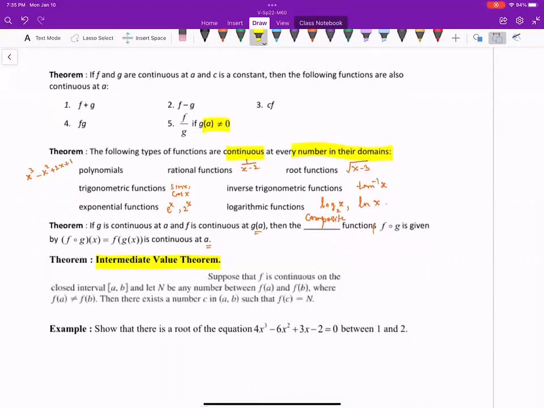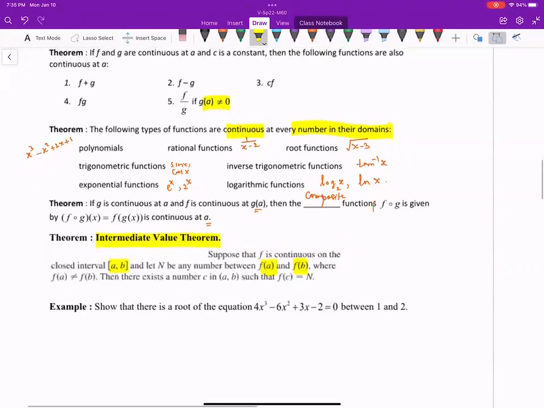Suppose f is continuous on the closed interval [a, b], and n is any number between f(a) and f(b), where f(a) is not equal to f(b). Then there is a number c in the open interval (a, b) such that f(c) equals n.